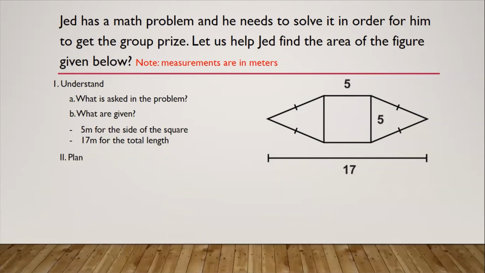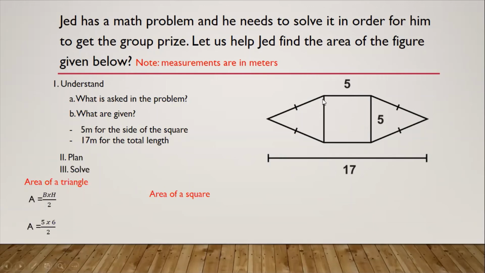To find the total area of this figure, all we have to do is find the area of our square and the area of our two triangles here. And this time, let us now solve the problem. Let us have the area of our triangle and the area of our square. For the area of our triangle, we have area equals base times height divided by 2.